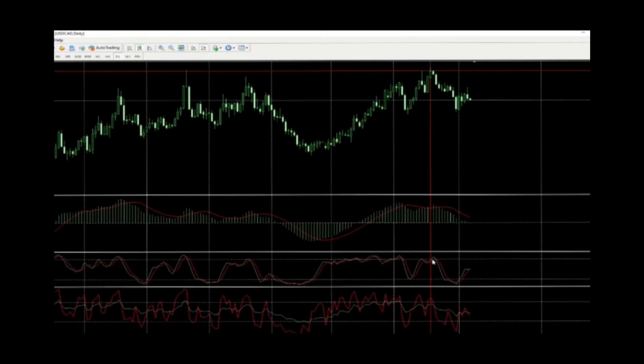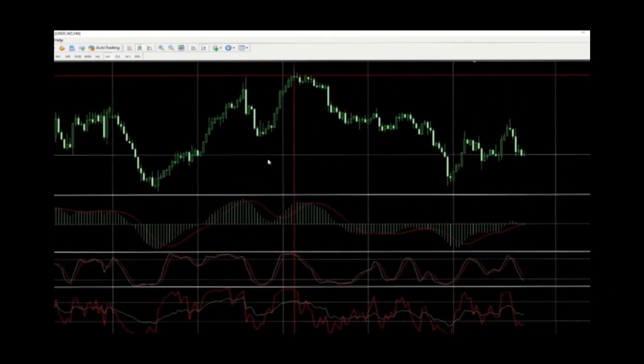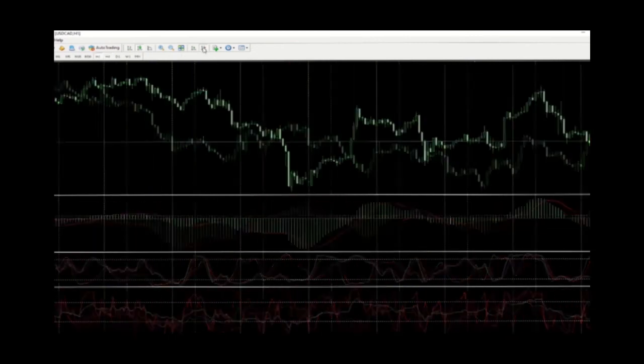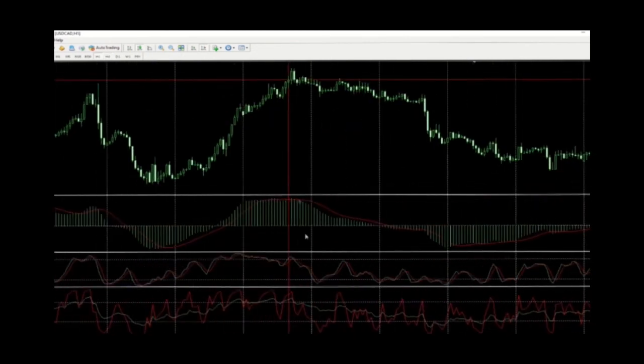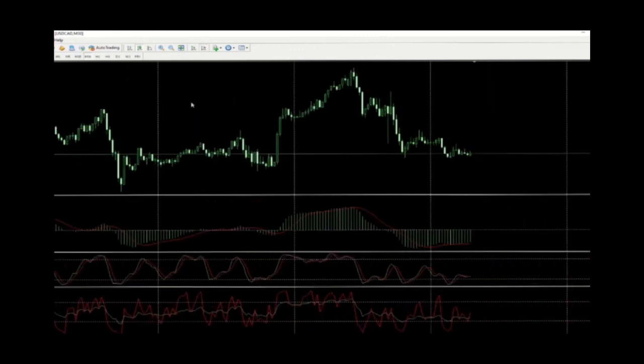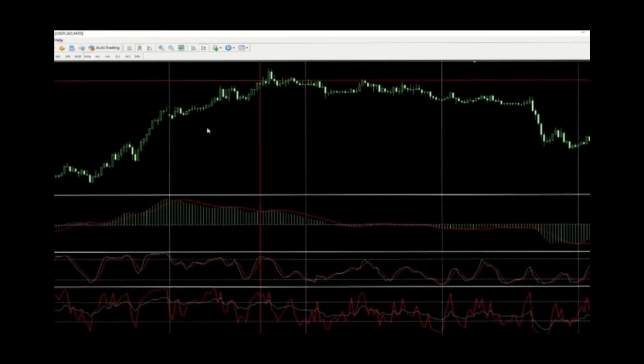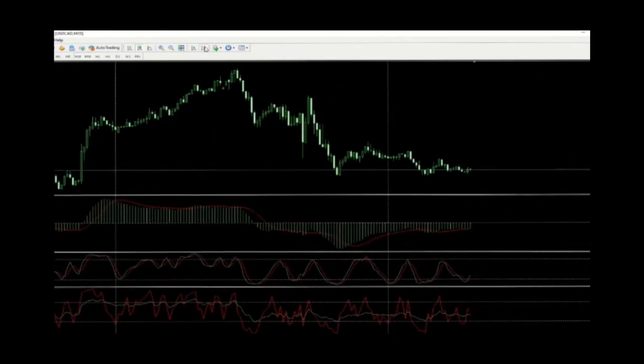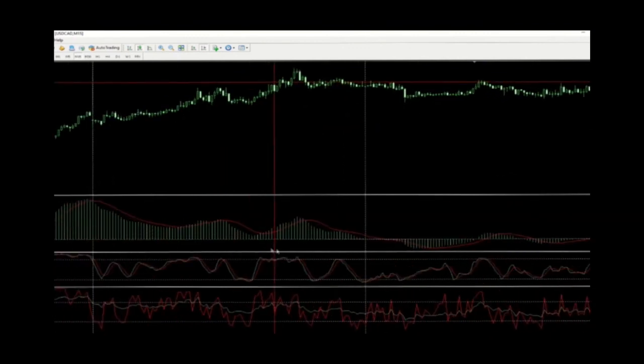If I draw a line where my entry could have been, I look at daily, it's above 80. I look at H4, it's above 80. I look at H1, above 80. M30, above 80. M15, above 80. Okay? Look, what I've just shown you here is undeniable proof that the major key levels are extremely important.